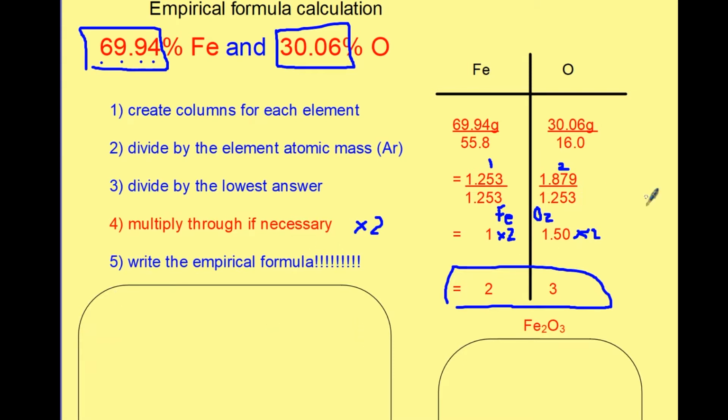Oh, one final thing: when else would you multiply through? Obviously, when you hit a half, you're going to double through. But if you hit a third as well, that's quite a common one. So if you get 1.33, you would times by 3, or 1.25, you would times by 4. But if it's, as I say, 1.99 or 2.02, there's no need to do that. You would just round to the closest whole number.